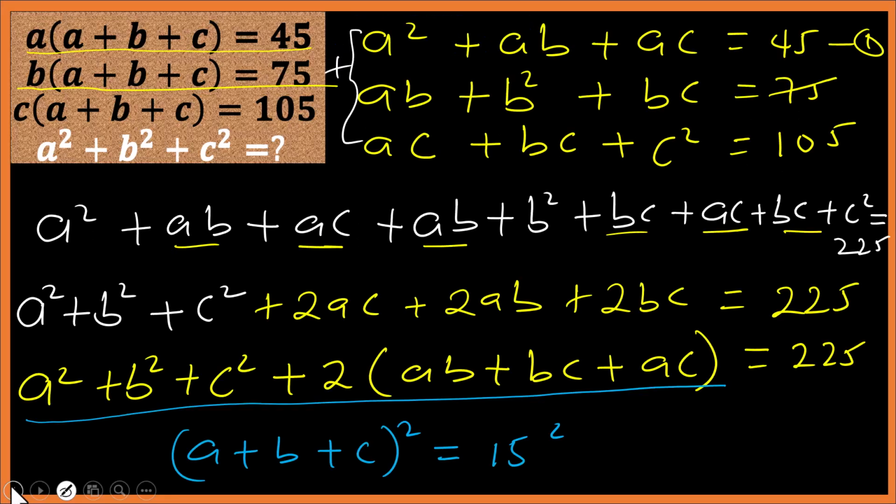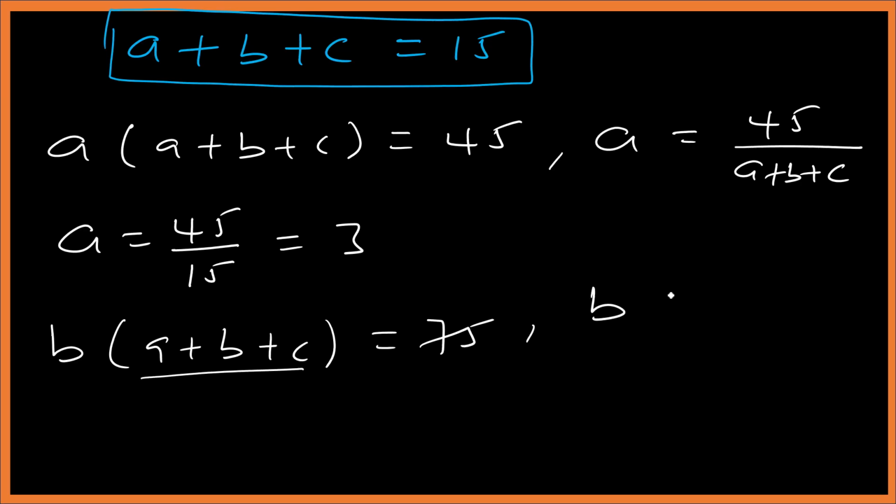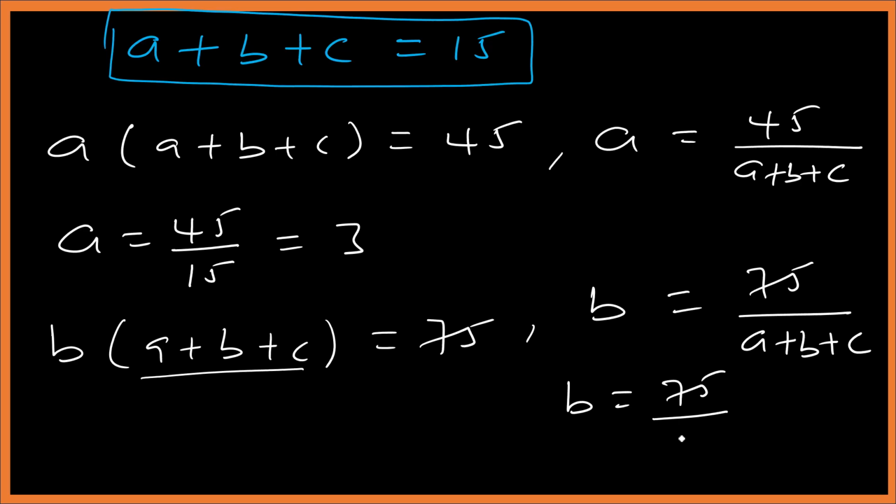Now let's go to the second one, b. So b times a plus b plus c equals to 75. Same thing, b will be 75 over a plus b plus c. Therefore, b is 75 over 15. Okay, so 15 times 5 is 75. So we have 5.